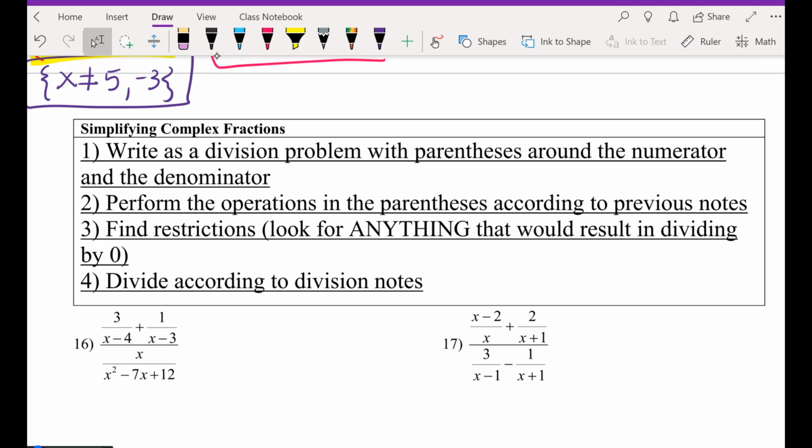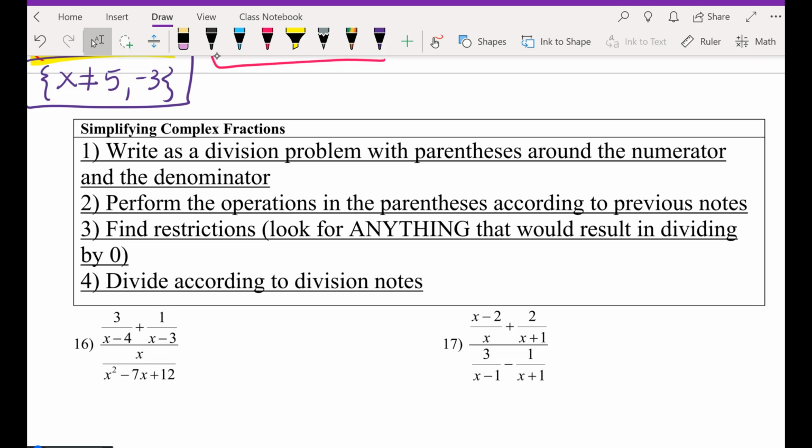Simplifying complex fractions. Can you help me read number 1, please, Victoria? Write as division problem with parentheses around numerator and denominator. Thank you. Can you, Brandon N, help me read number 2? Forms of operations and purposes. Thank you. Hunter, read number 3, please. Find restriction, look for anything that will result in dividing by 0. I need you to put that away, please. Number 4, Carly. Divide according to division notes.